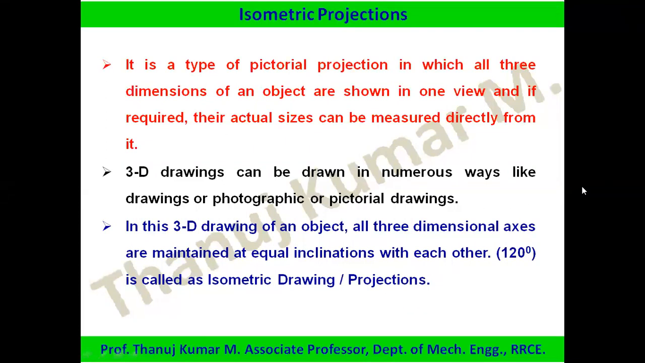Isometric projection means: iso means equal, metric means measurements, so equal measurements projection. That is the meaning of isometric projection.